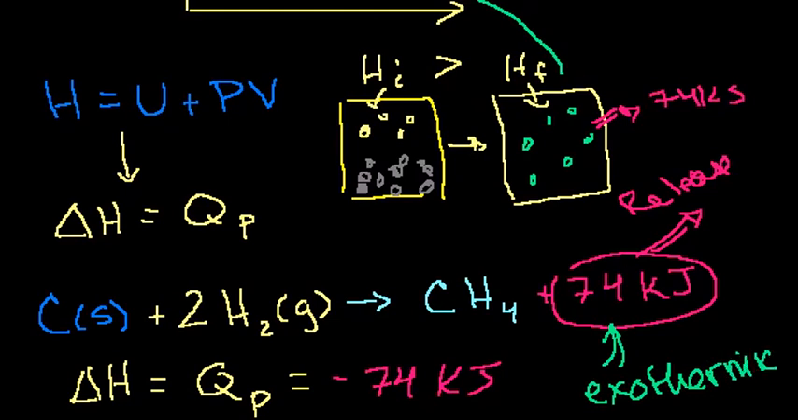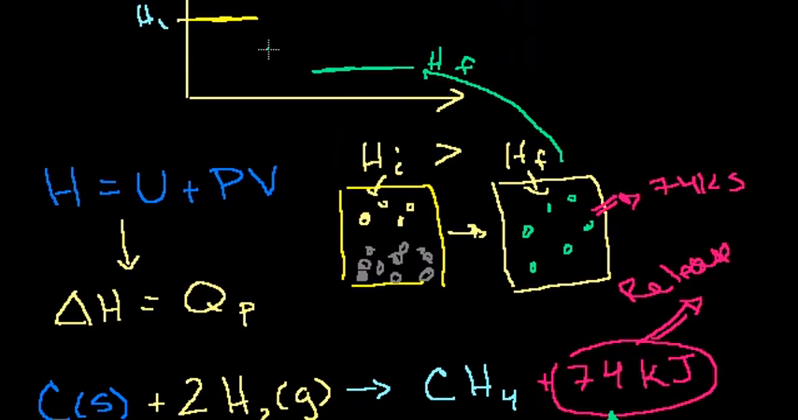Now, if you want to go the other way, let's say we wanted to go from methane and go back, you have to add heat into the reaction. If you wanted to go backwards through this reaction, go upwards, you would have to add that heat content to get that positive delta H, and then you would have an endothermic reaction. So if a reaction releases energy, exothermic. If a reaction needs energy to occur, it's endothermic.